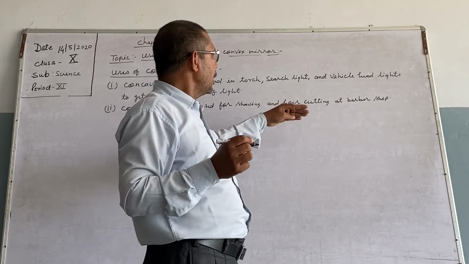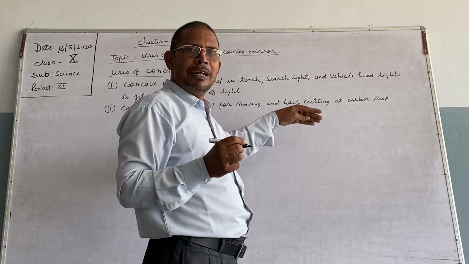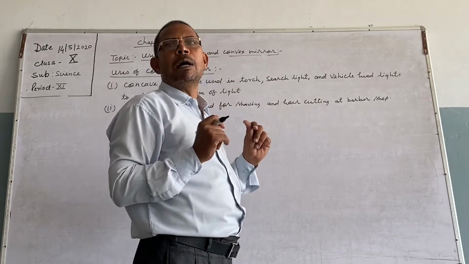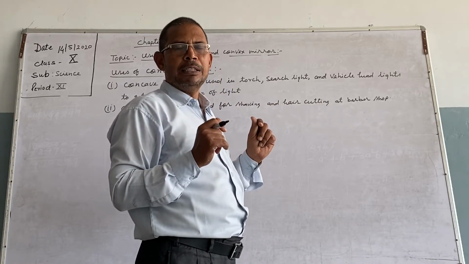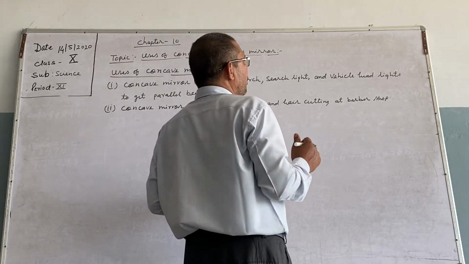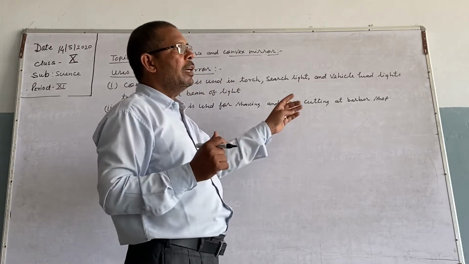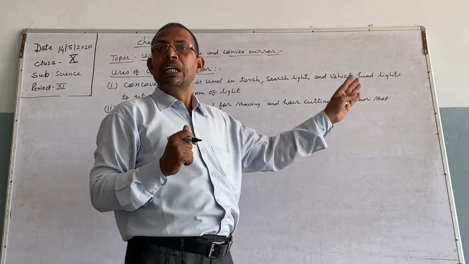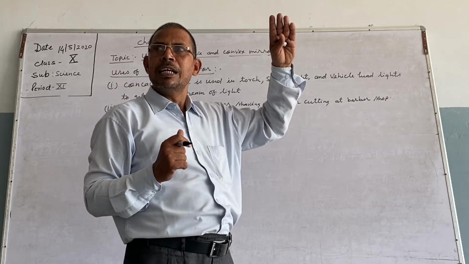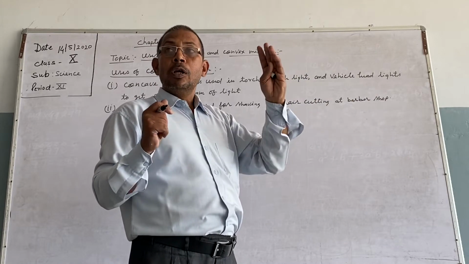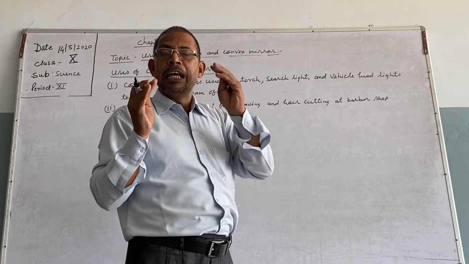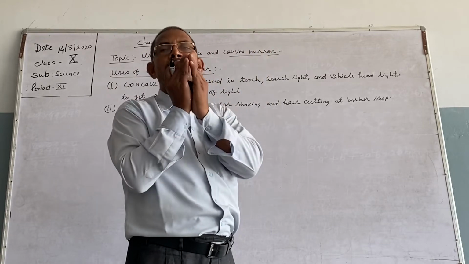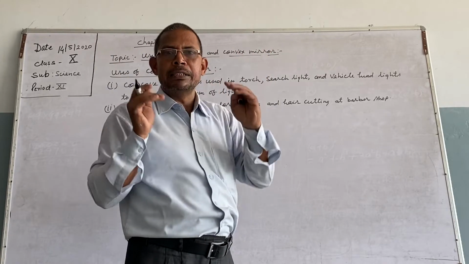Here the person on whom shaving is to be done sits between focus and pole of the mirror, right? Focus and pole of the mirror. Then what happens? In this condition, image formed is virtual, erect and highly enlarged, right? That is, your hairs as well as your face looks somewhat bigger than that of actual size.